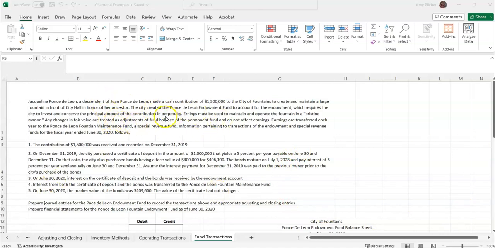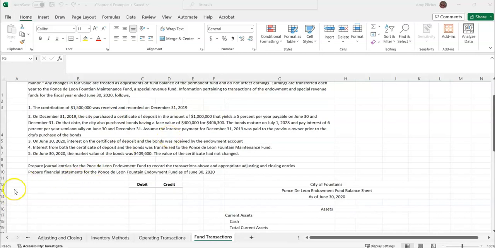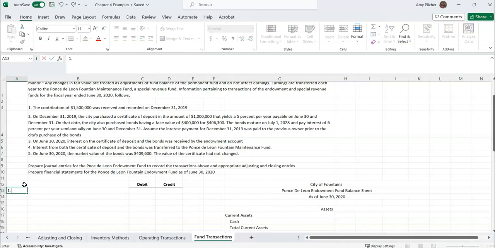Whenever we have an endowment, what that means is that the principal amount of the contribution can never be spent, and only the earnings on the principal are what can be spent. So we have these different transactions for the year that we're going to be recording. The first one is the day that we received the contribution and established the endowment.